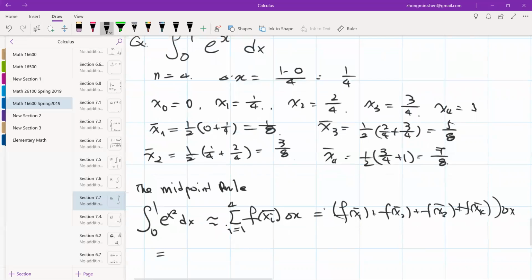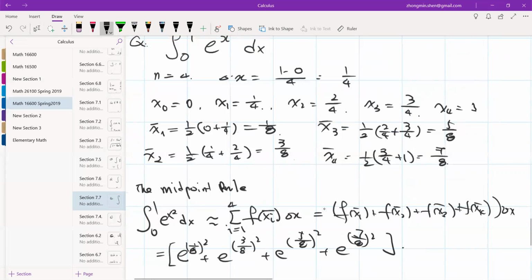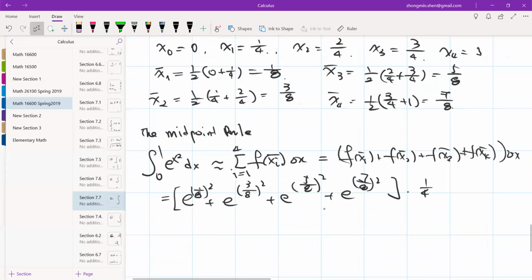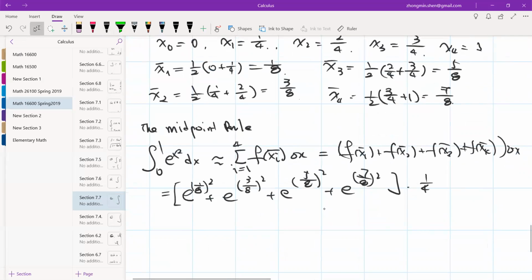So f is going to be e to the x squared, right? So what is the first point? It's e to the 1 over 8 squared, e to the 3 over 8 squared, e to the 5 over 8 squared, e to the 7 over 8 squared, and the delta x is a quarter. So this is what I want to see. Okay, then let's go back to the trapezoid method.